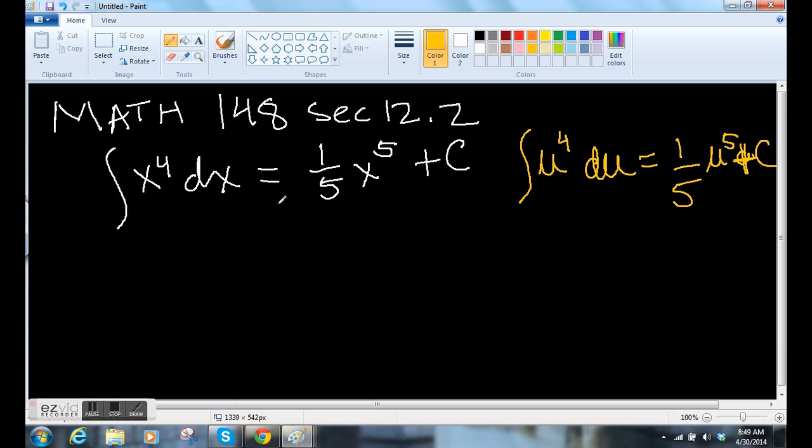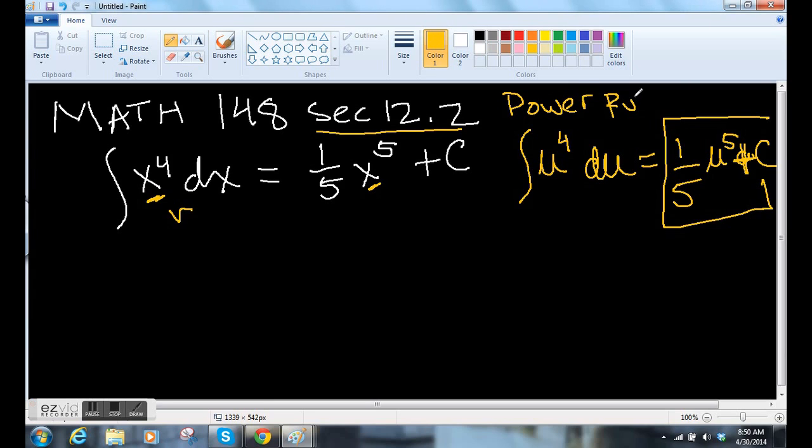So my point is, it doesn't really matter what this variable is. It could be x, it could be u, it could be a smiley face, it could be the letter v, it could be all sorts of things. This rule remains the same. I bring this up because it will come up in a moment in this section 12.2, which is power rule. Power rule for integration.